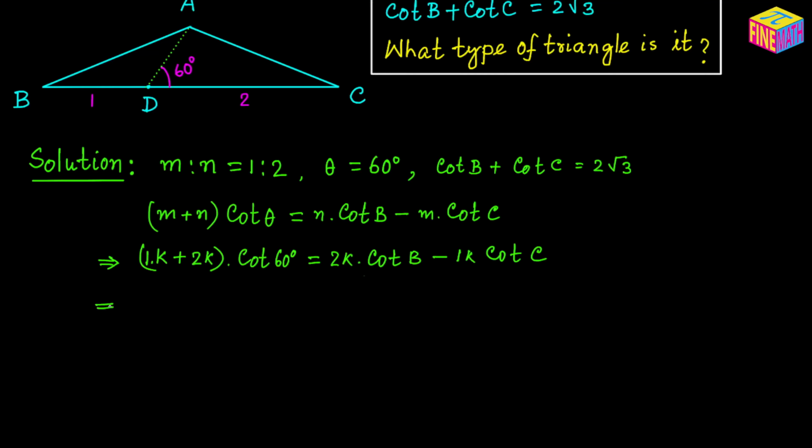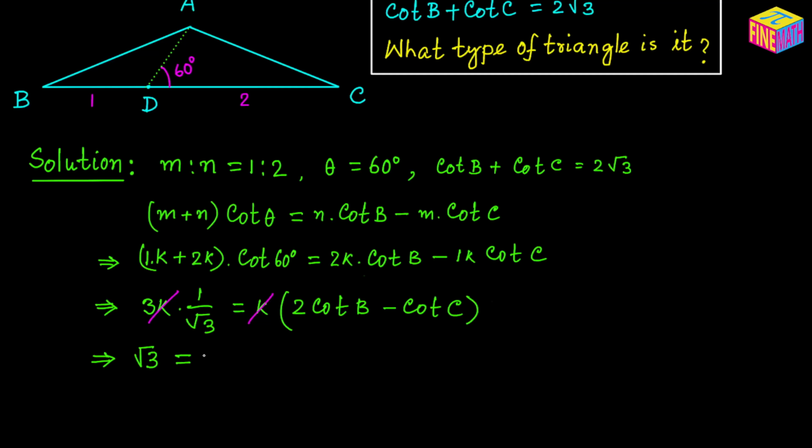And from here, let's simplify this. On the left hand side, we have 3 times k times cotangent of 60 degree, that is 1 over square root of 3, is equal to, on the right hand side, we can take k as a common factor out. Then we have 2 times cotangent of B minus cotangent of C. And as you can see, the k on the left hand side and the k on the right hand side, they will cancel out each other. So we are going to be left with 3 over square root of 3, that is actually square root of 3, is equal to 2 times cotangent of B minus cotangent of C. And from here we can just write it like this, that 2 times cotangent of B minus cotangent of C is equal to square root of 3.